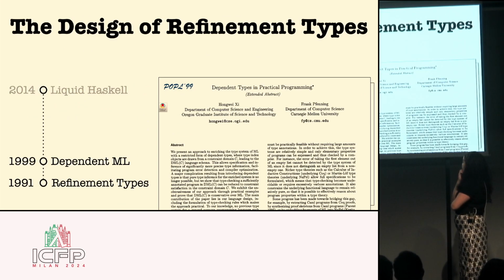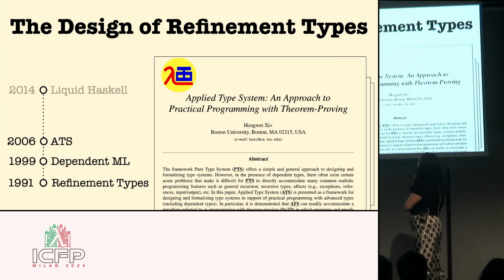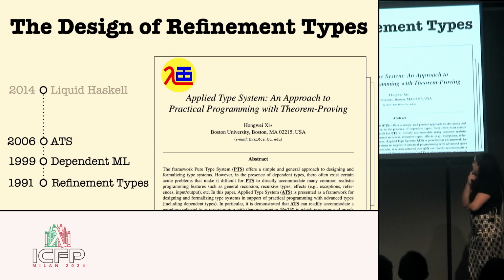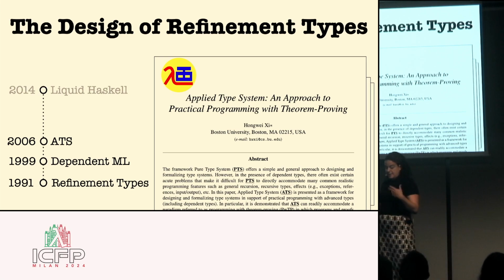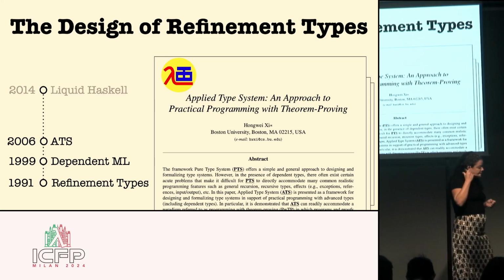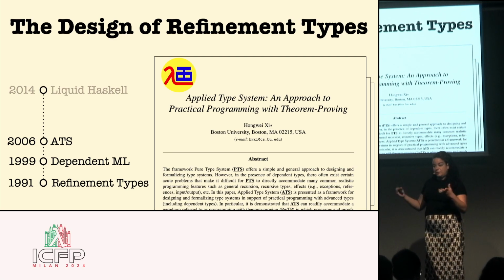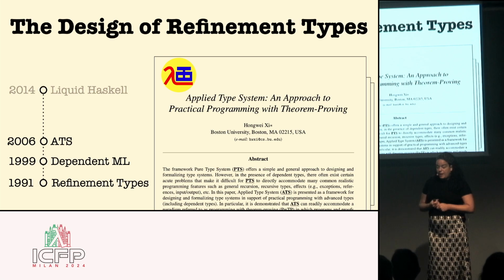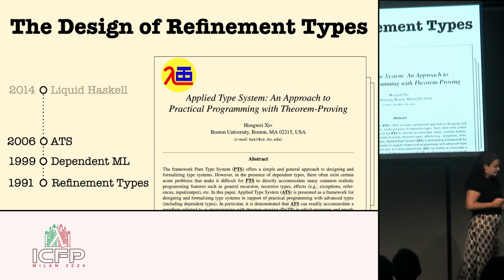This became DML, dependent ML. And then in 2006, he called it applied type system, which has this idea and many more ideas. And the idea is like, how do you do practical programming with dependent types and how do you do theorem proving? And this system, again, is supported by him, you can find it online. It has a lot of work and information, right? So in 2006, DML became ATS.